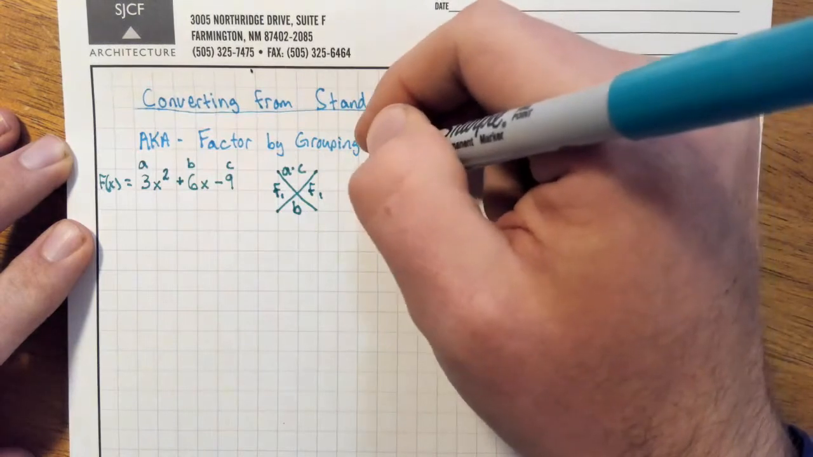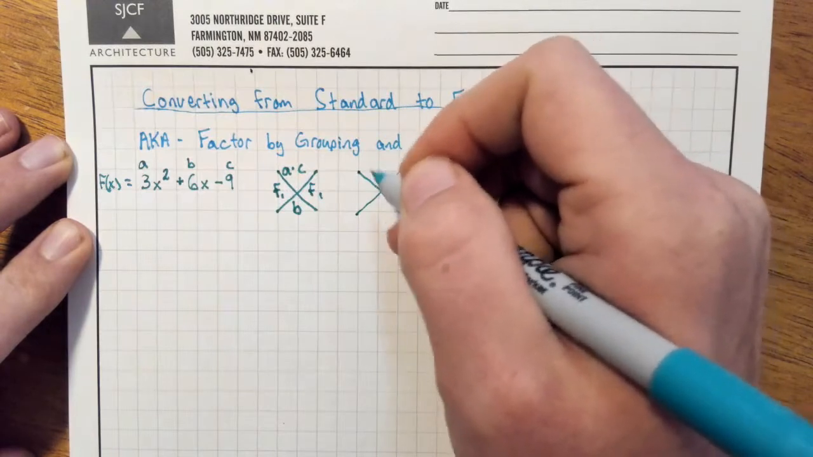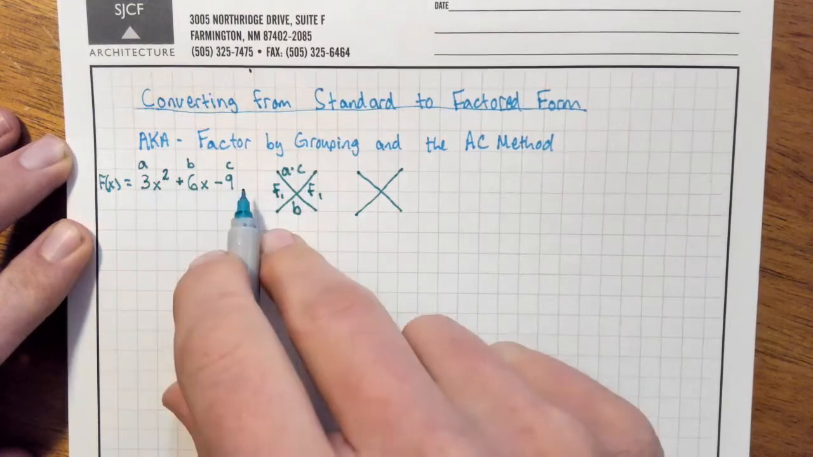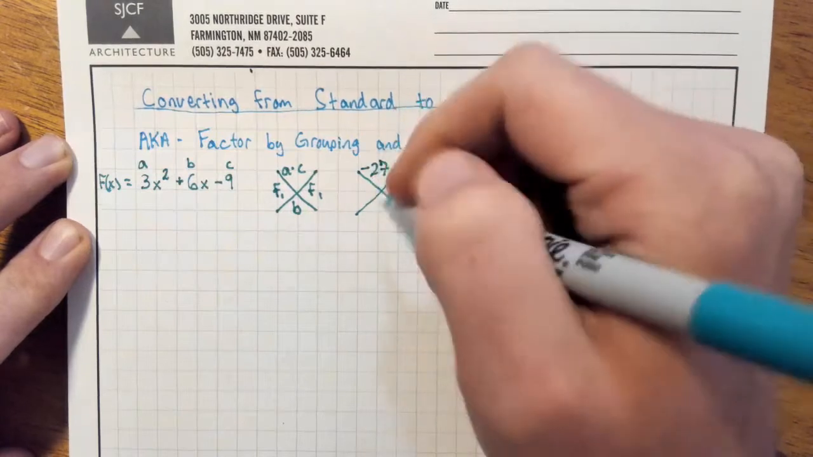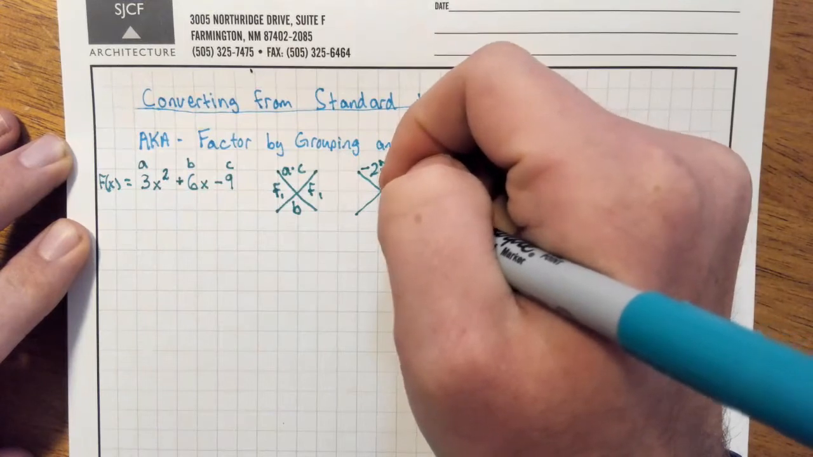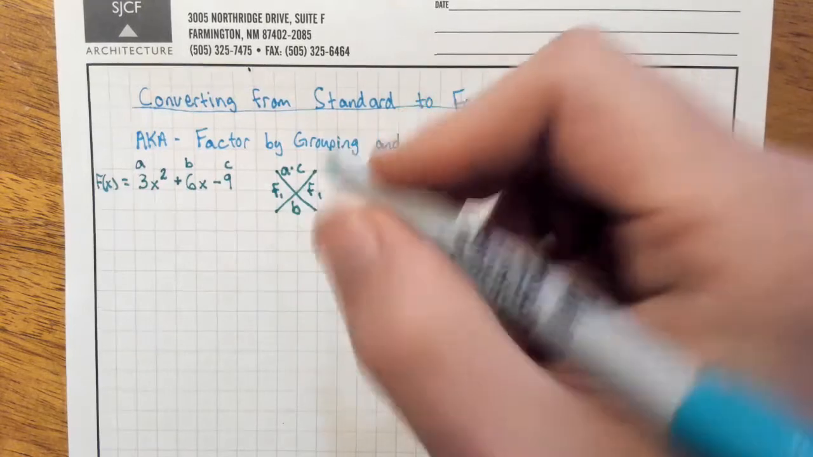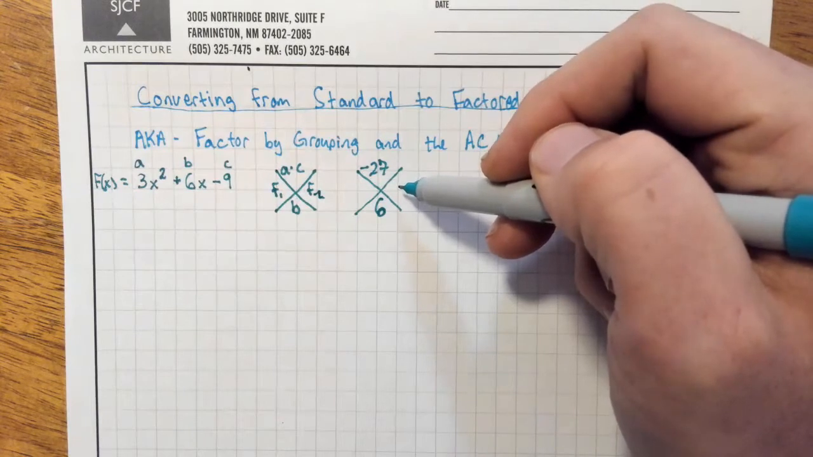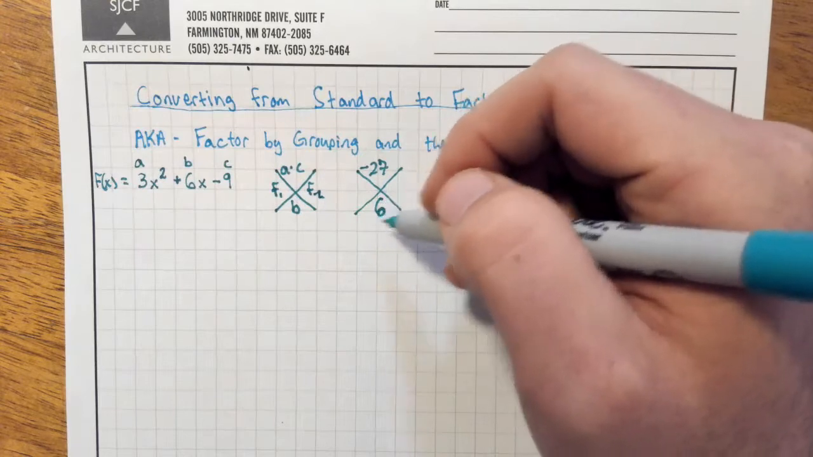I'll set up a new AC diagram like this. My top value is 3 times negative 9, which gives me negative 27. The bottom term is just the value of B, which in this case is a positive 6. Now this is where things get a little bit tricky. We need factors that multiply to give us negative 27, and when added together, give us positive 6.